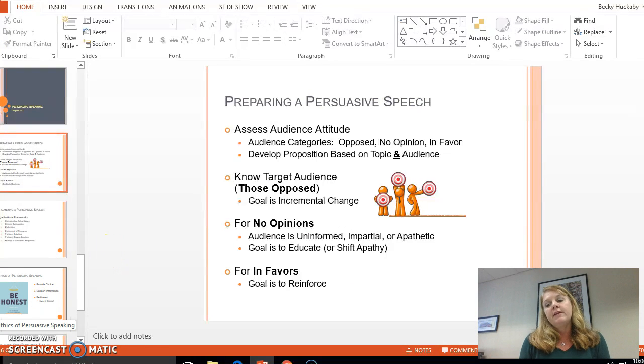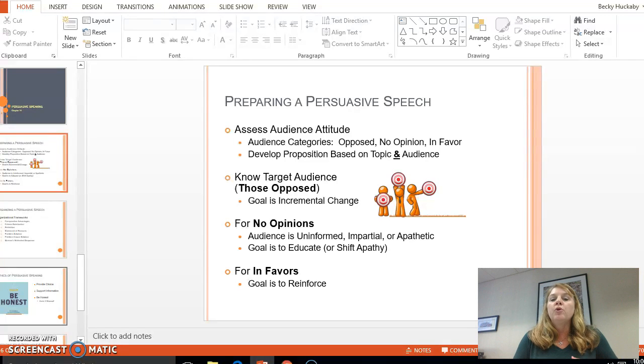Is the topic that you're picking something that's going to go across to your audience in a negative way? Do you present to your audience in a way that is comfortable for them? Do you have different categories of audiences? Are they opposed to your issue? Do they not care one way or another? Or are they in favor? Presenting to different kinds of audiences in those categories actually should influence your type of speech.